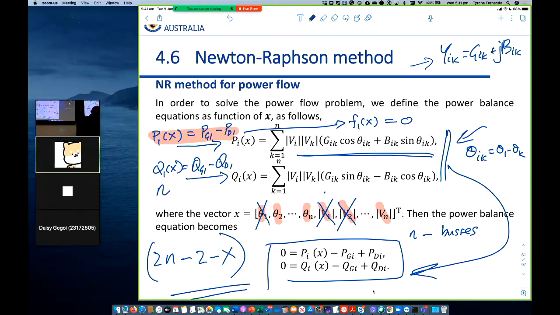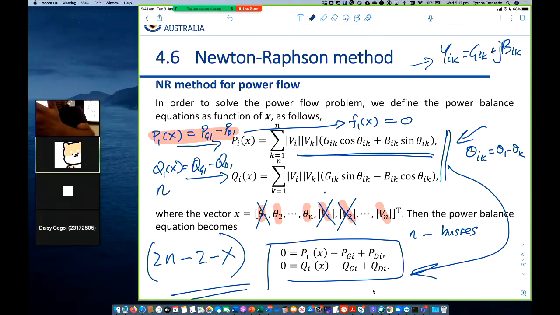Now, how many equations are we going to write for Newton-Raphson? This is important. Our objective is to find the voltage magnitude and voltage angle at every bus. For the slack bus, we already know the voltage magnitude and voltage angle, so that's two equations that we don't have to write. That's what the minus 2 represents in that equation. There are n nodes, so 2 times n is writing two equations for every node. Why minus 2? Because for the slack bus, I don't need to write those two equations. So I subtract that 2: 2n minus 2.